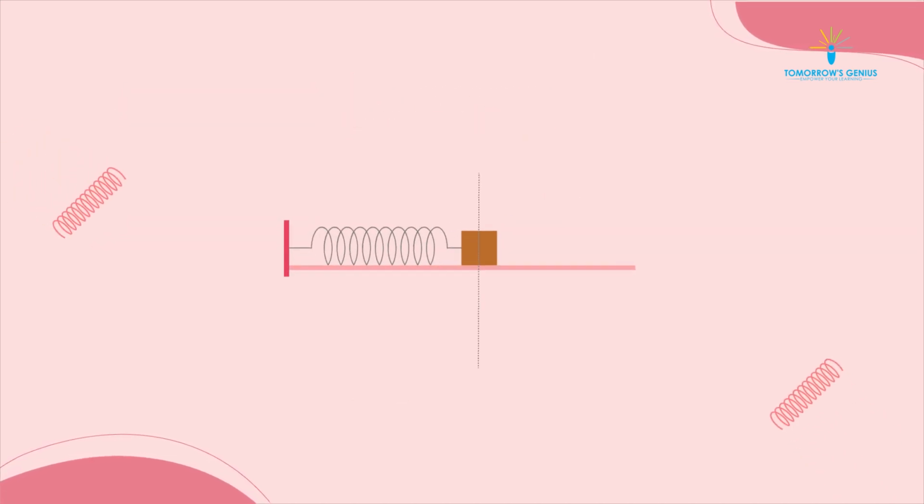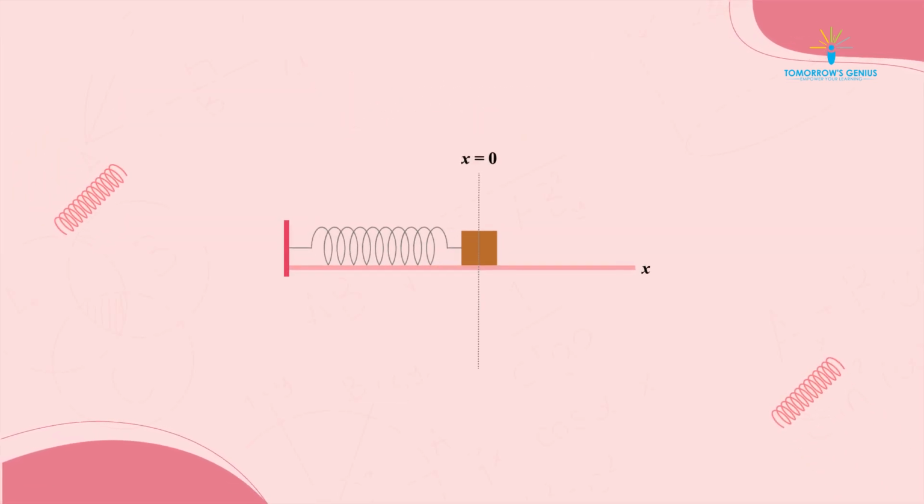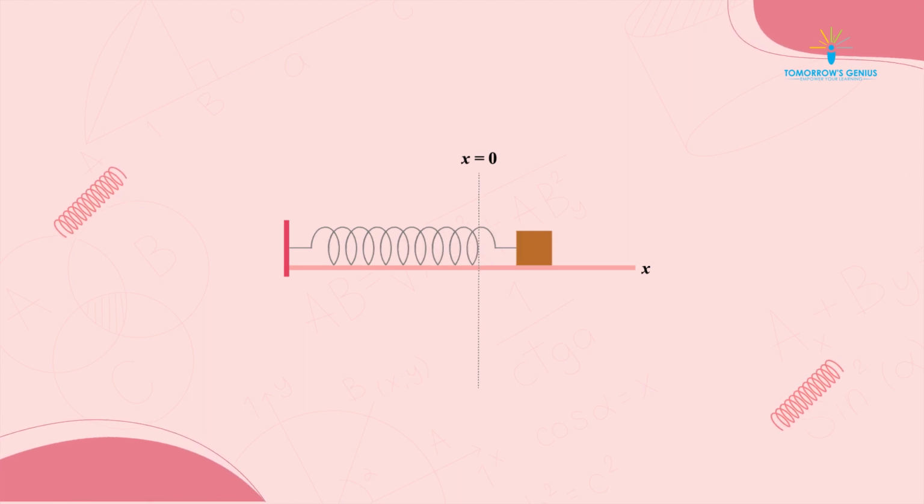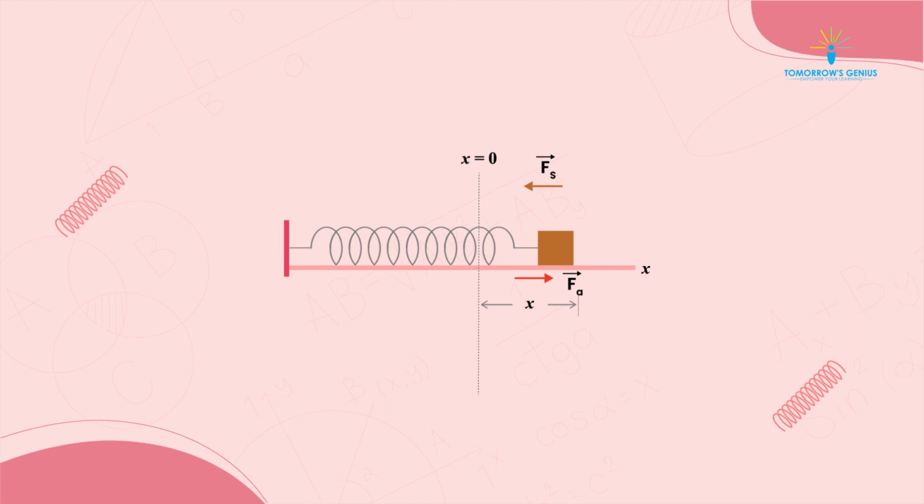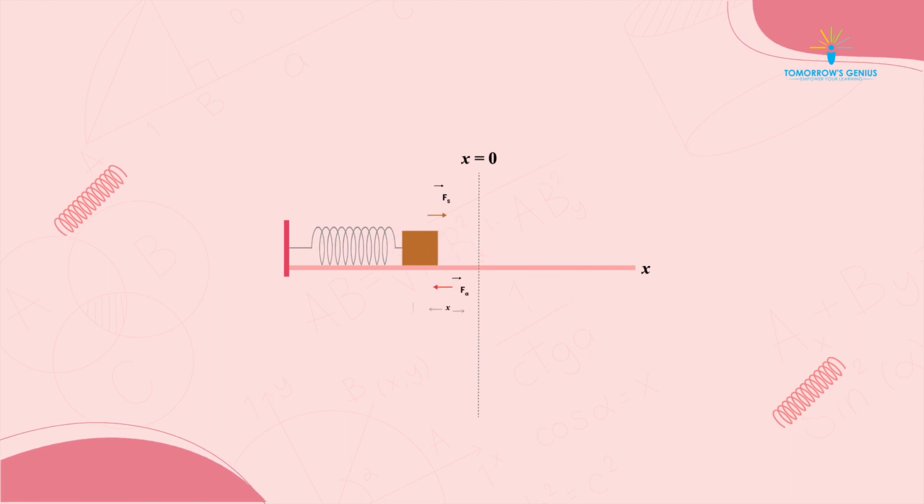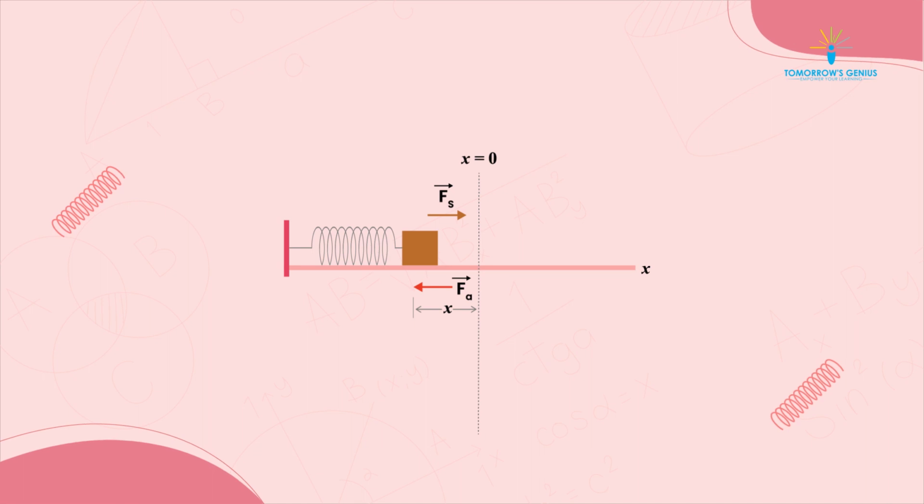Let us consider a spring fixed to a rigid wall. The spring is assumed to be ideal and considered as massless. Initially, the spring is at the equilibrium position. Then it is stretched such that it gets displaced by a value x from its equilibrium position. Now it is compressed such that it gets displaced by a value minus x from its equilibrium position.